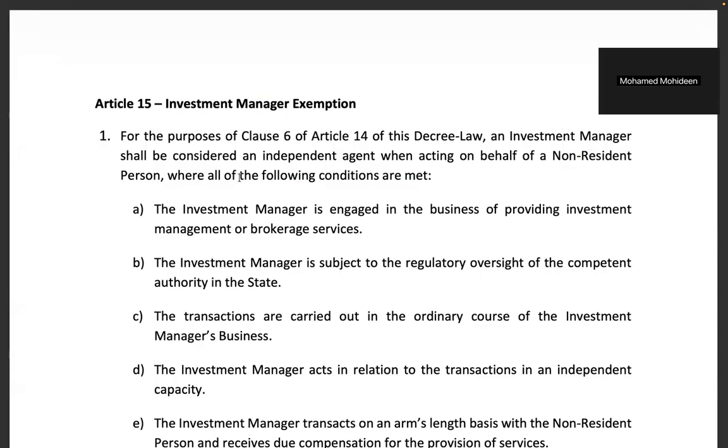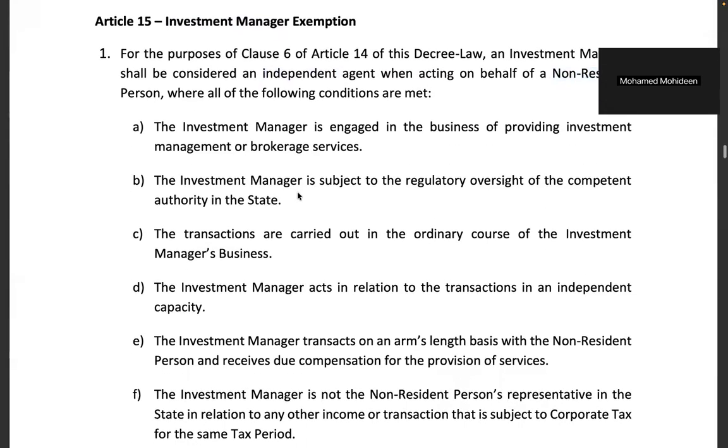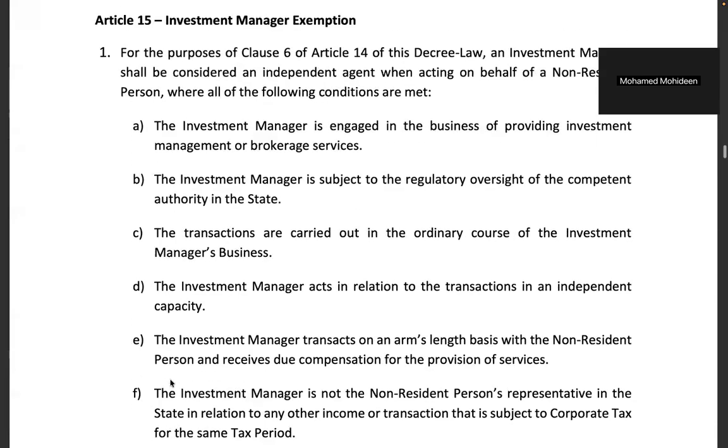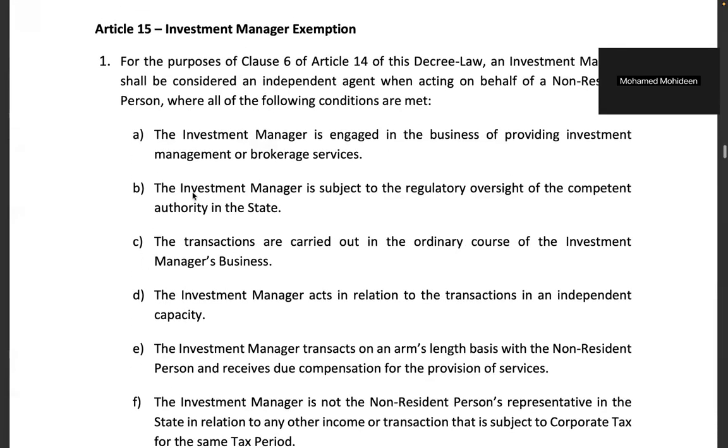Let's go through this quickly. An investment manager shall be considered an independent agent when acting on behalf of the non-resident person, but he has to meet these conditions: A, B, C, D, E, F, G. All of these conditions have to be met. What are those conditions?